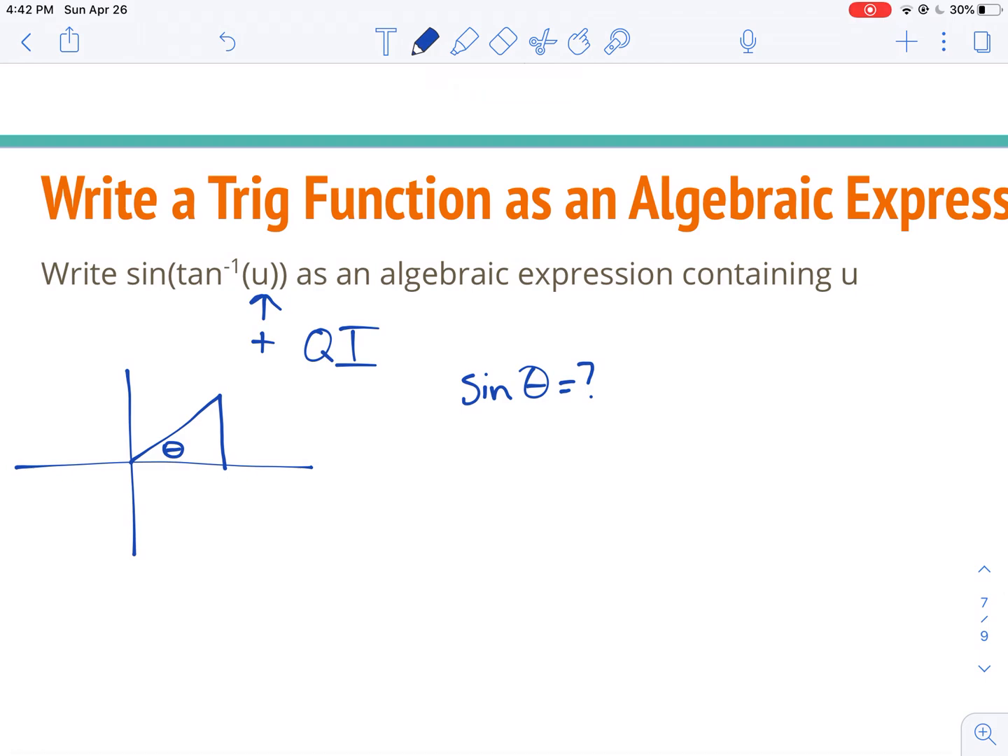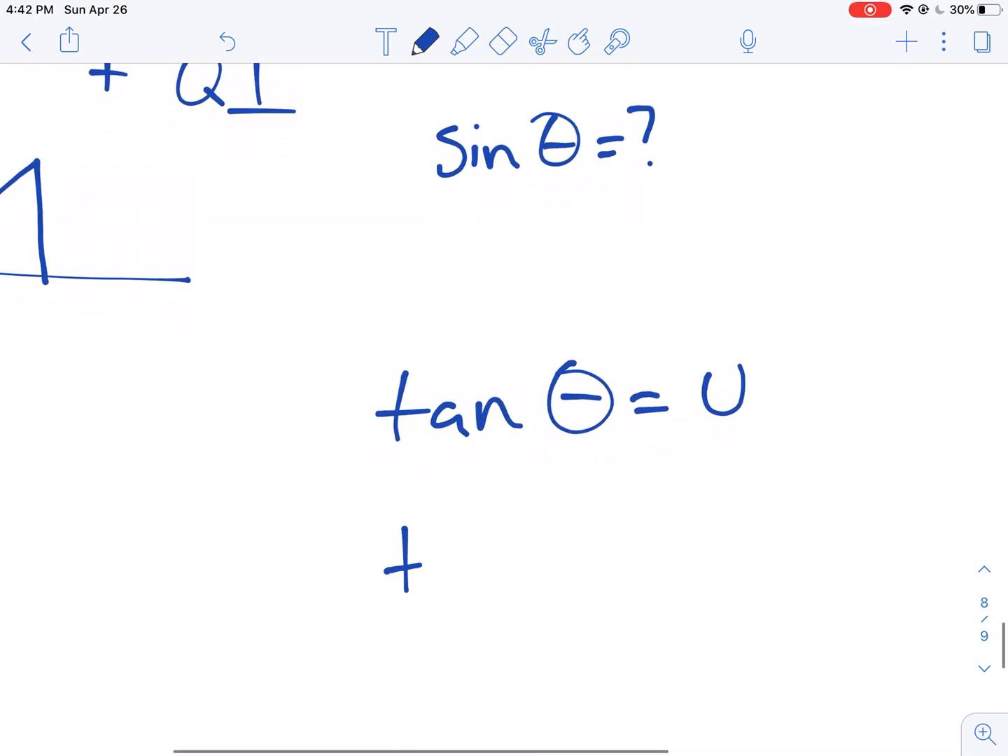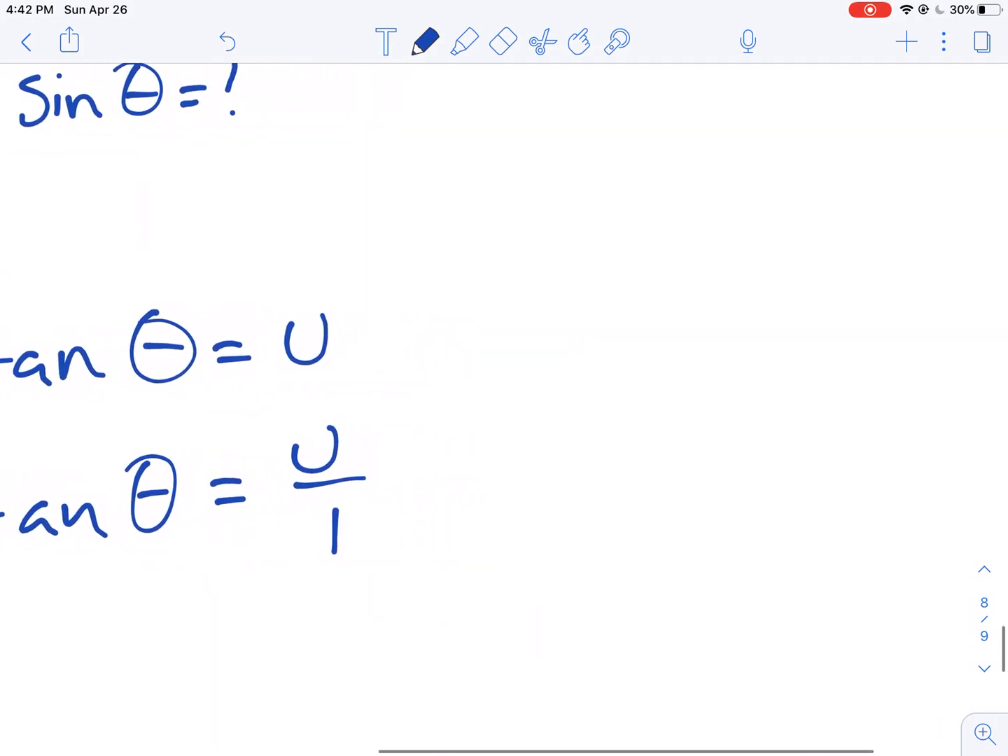Well, I'm going to think about this u, and I know that I can write this as an algebraic expression. It's not asking for an exact number, which makes my life a lot easier. What I'm going to say here is that my tangent of theta is equal to u. And I can rewrite that as my tangent of theta is equal to u over 1, because I can divide anything by 1 and still have it be itself.